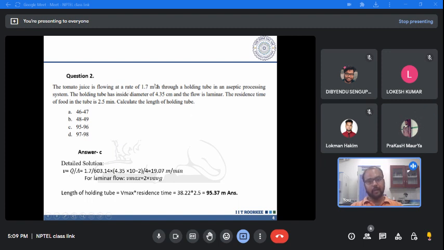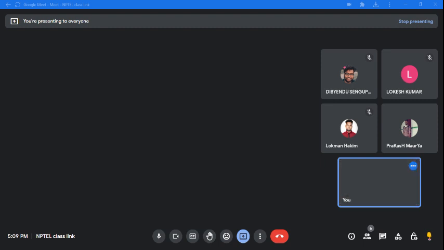Q is the flow rate that you know, and you need to know the formula for the area. So it is pi r square upon 4. So that will be your area. Upon solving, it will come 19.07.